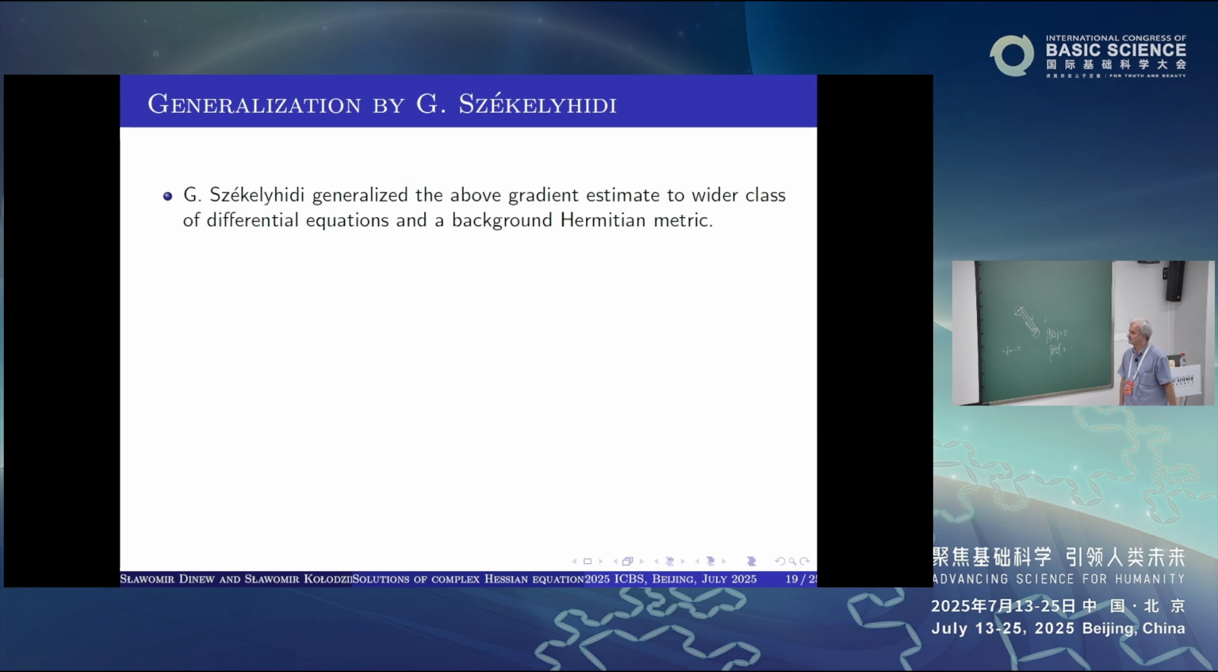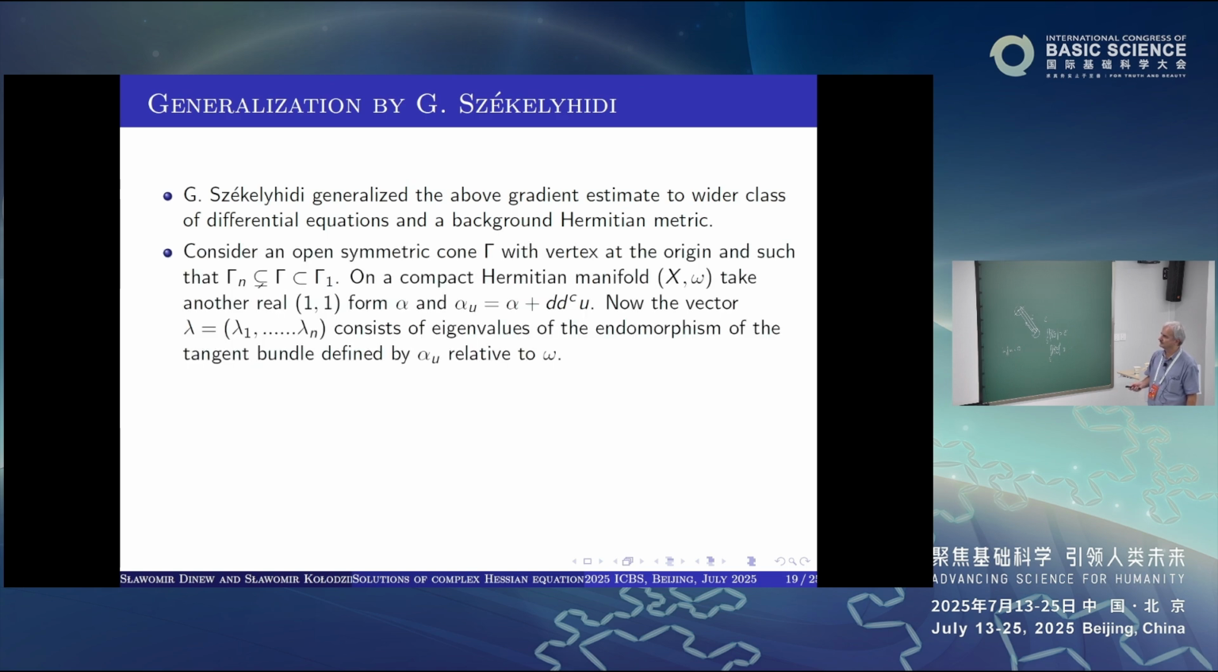So now about works which appeared later and which used this method of first Hou-Ma-Wu and our Liouville type theorem. Gábor Székelyhidi generalized this gradient estimate to a wider class of differential equations, and background Hermitian metric, not necessarily Kähler. So this generalization goes like this.